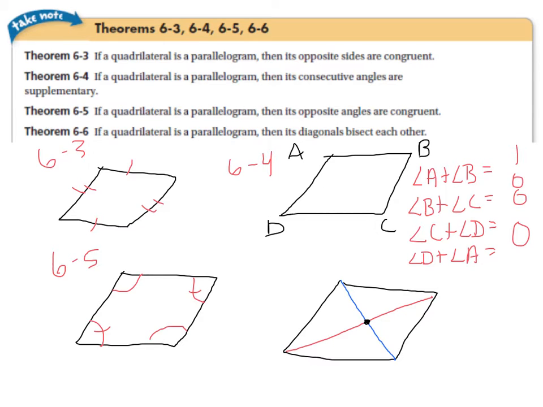So in this picture, my two smaller blue sides are going to be congruent, and my two smaller red sides are congruent. However, notice how I did not put the same symbol at each side, because I'm only talking about each individual segment. So this would be a picture for 6-6.